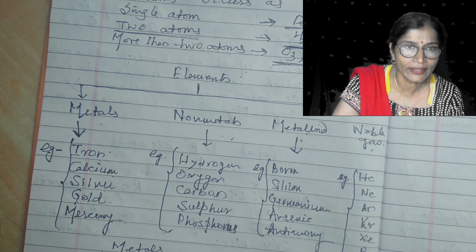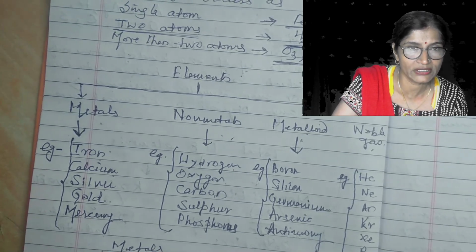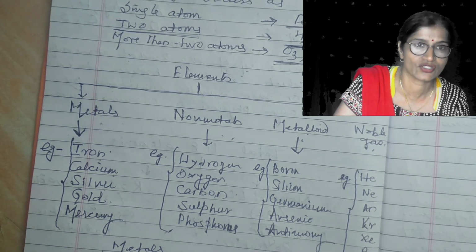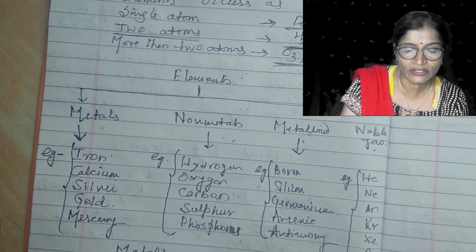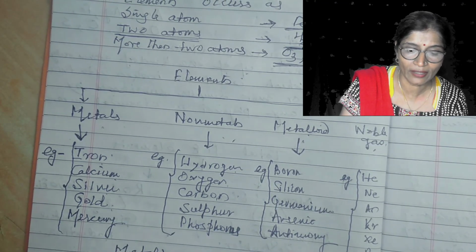Like carbon, is any kind of luster there? No. But exceptions are there, like graphite and iodine. They are lustrous. Next, metals like silver and gold are malleable.